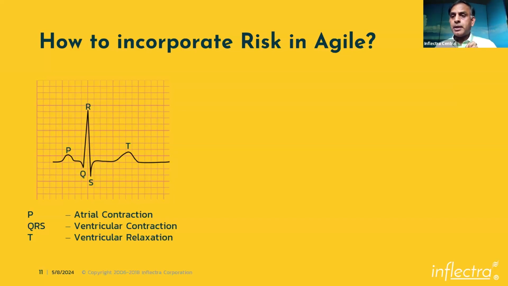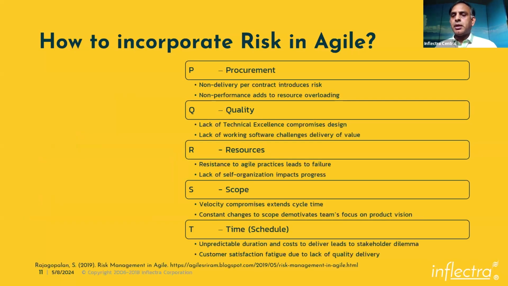Now, I saw this, and it connected at a different wavelength for me. Immediately, I started thinking about the project management domains. P means procurement for me. Anytime you have procurement in your project, a vendor, a contractor, a consultant, or a partner, that means high risk, because the ability of them to do the work impacts you. Their non-delivery and their non-conformance is going to impact you.